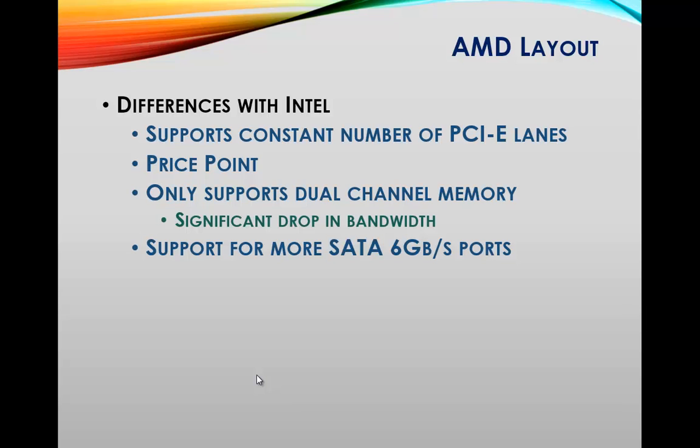But the downside of AMD is the support for only dual channel memory, which is a significant drop in the bandwidth between your RAM and your central processing unit. So if you really are contemplating connecting more GPUs with more cores available, you would go with the AMD, and of course price-wise. Otherwise, you'd probably be better off going with an Intel design as far as the speed and throughput of your data communication is concerned.